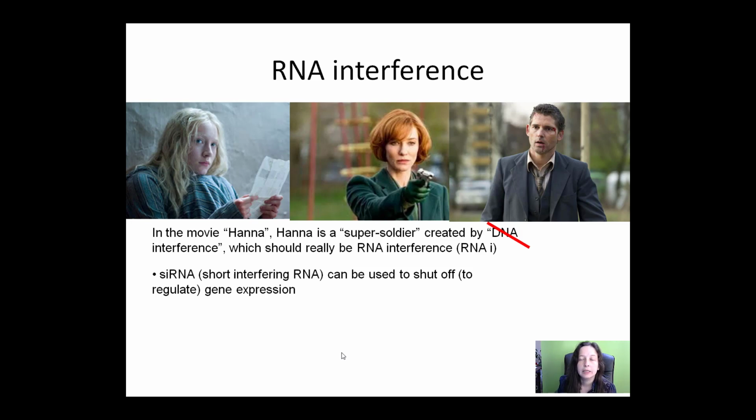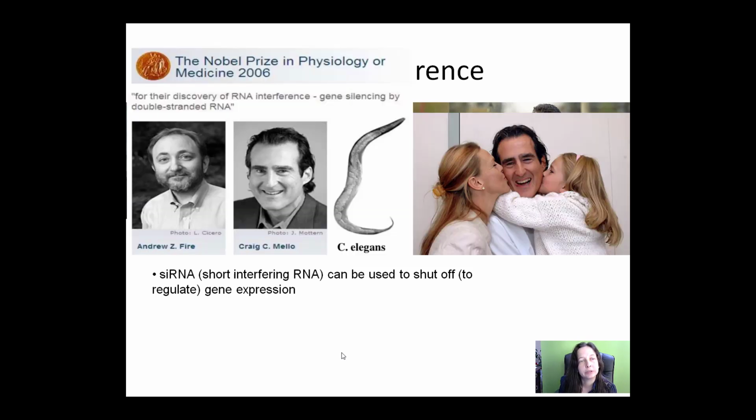So in about 2006, when I was in graduate school, RNA interference was just discovered by Craig Mello from University of Massachusetts Medical School in Worcester. And he actually got a Nobel Prize for his discovery.